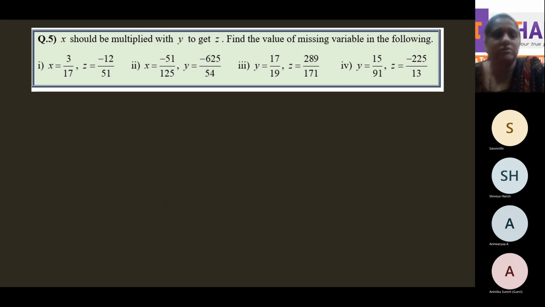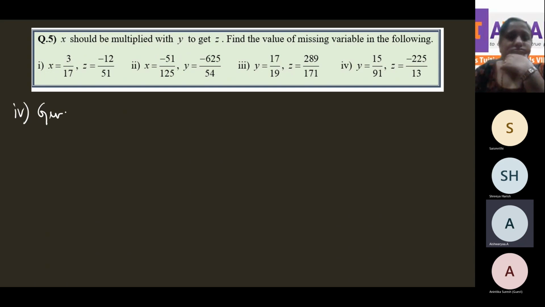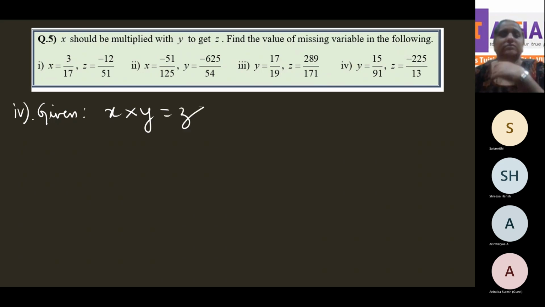So that's about this one. We'll do the fourth subdivision here. The fourth subdivision. Tell me the equation. X into y is equal to z. Yes, ma'am. Given x we have to into y. The fourth one, right? Fourth one.